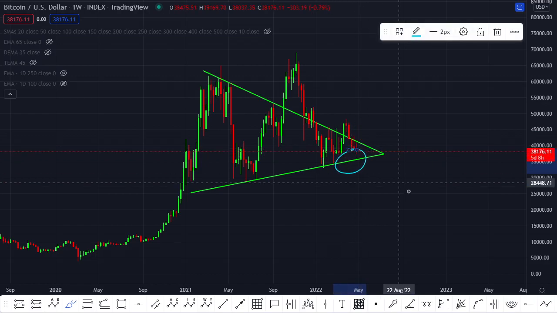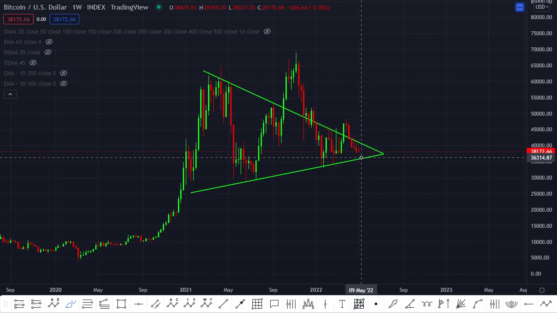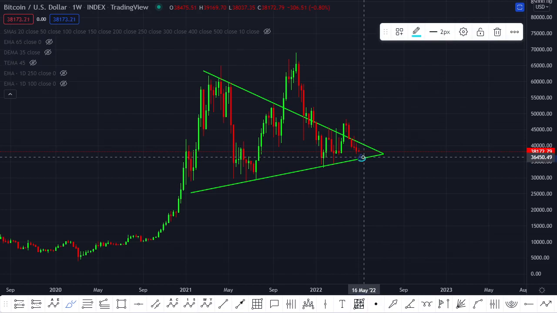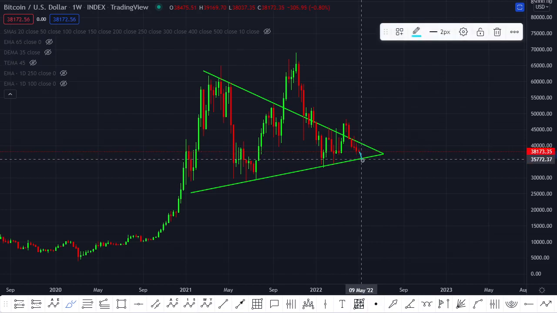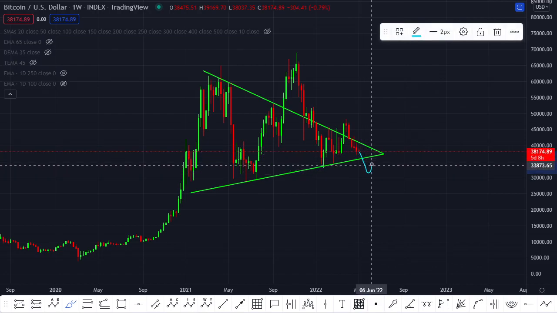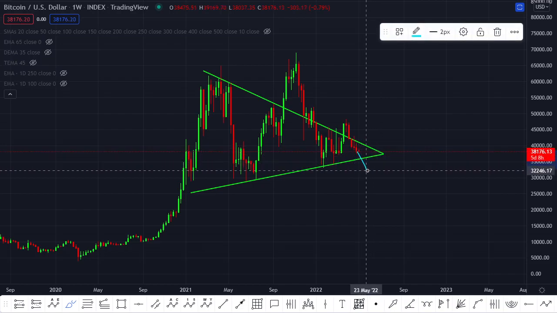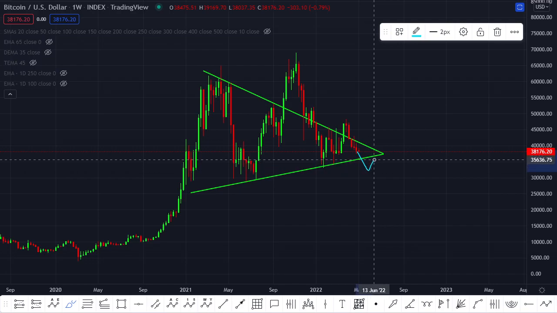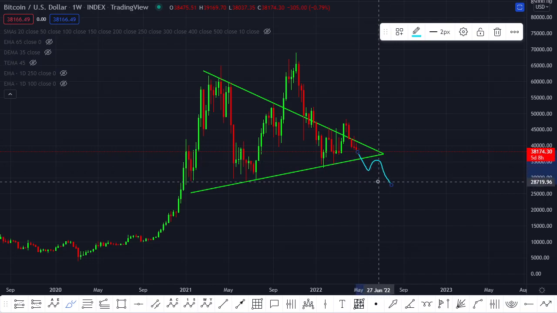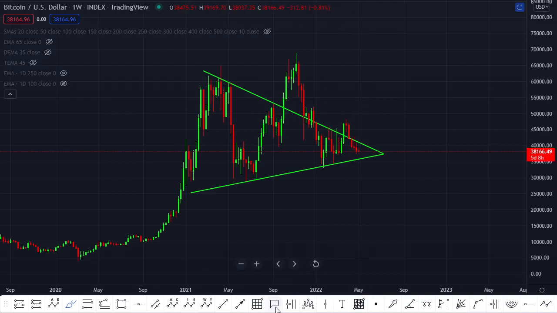Also, the bear scenario is the same thing. So we head towards $35,000 or $36,000. If we break below, it's not the end of the world till we get a rejection on the retest. Because every time we break below support, we usually retest it as resistance and then we drop one more time.